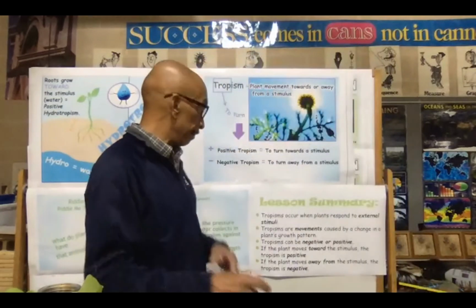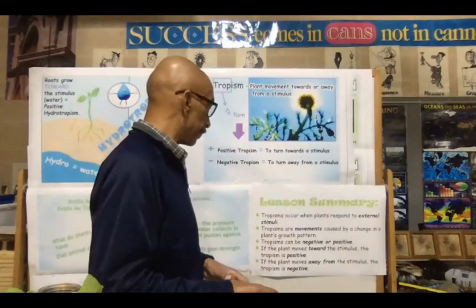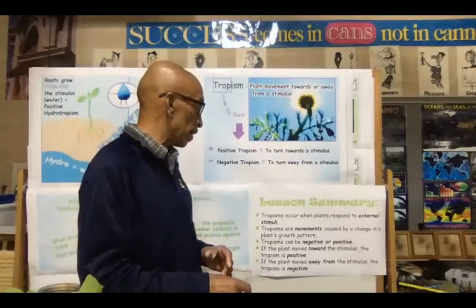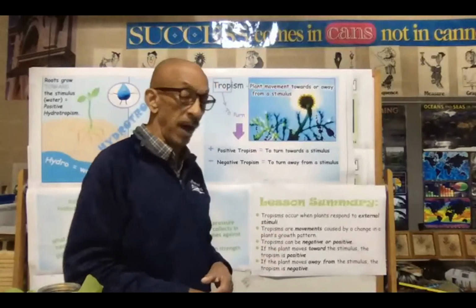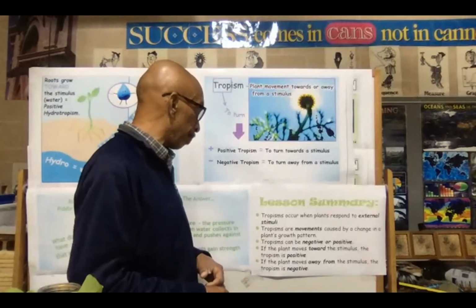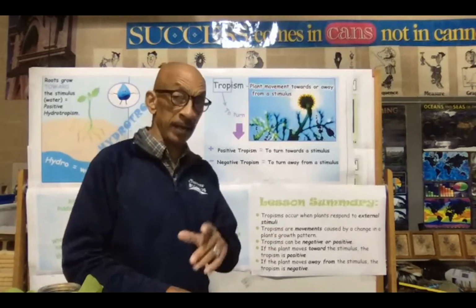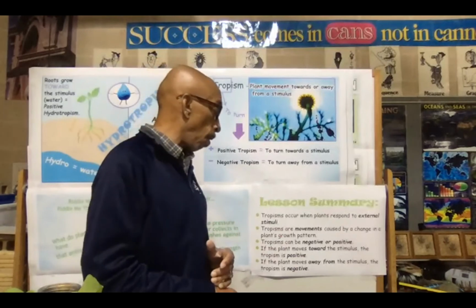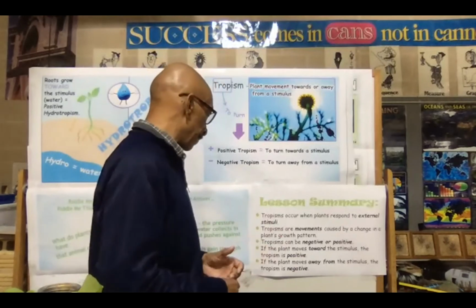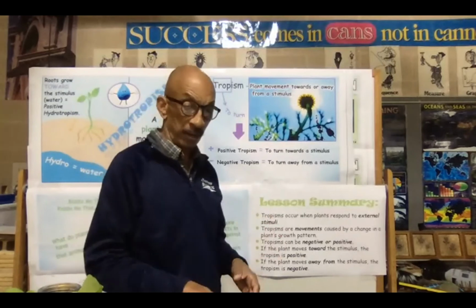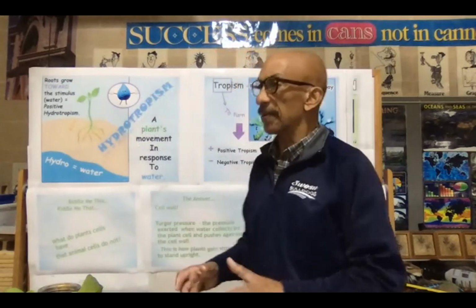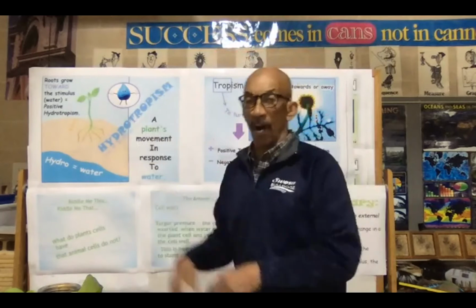So again, I want you all to remember, tropisms occur when plants respond to an external stimulus. Tropisms are movements caused by a change in a plant's growth pattern. Tropisms can be negative or positive. If the plant moves toward the stimulus, it is positive. If the plant moves away from the stimulus, it is negative. And a lot of times, hydrotropism probably is not going to be noticed in the stem or the upper part of the plant.